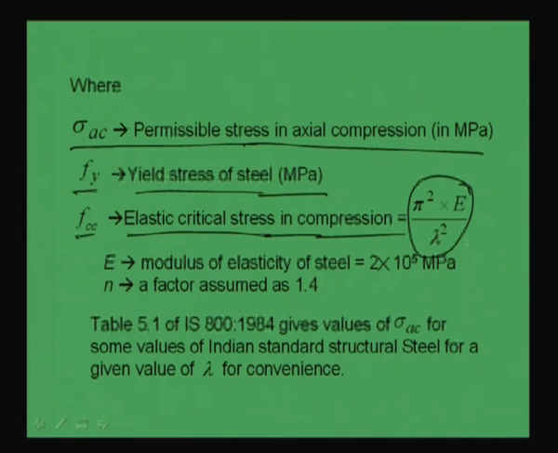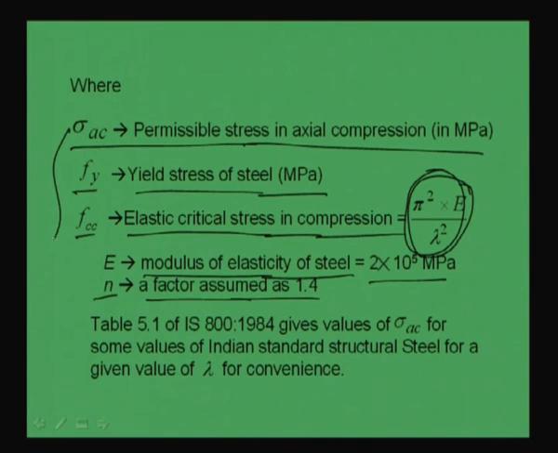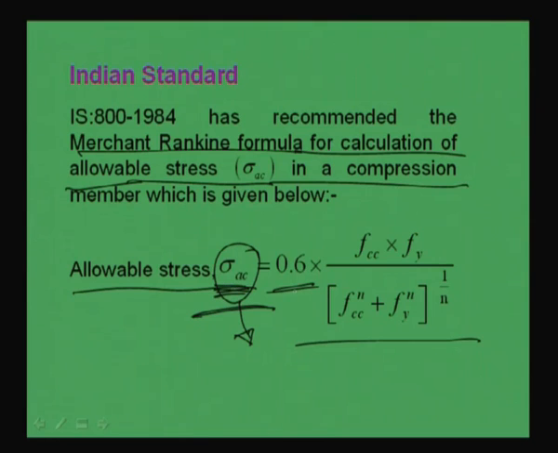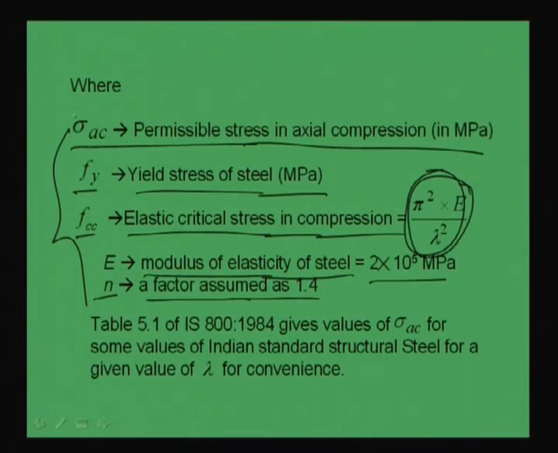So elastic critical stress in compression can be found out from here, and E is nothing but the modulus of elasticity of steel, which can be written as 2 × 10⁵ MPa, and n is a factor which is generally assumed as 1.4, right. So with these parameters the sigma ac value is calculated, which is 0.6 × fcc × fy divided by (fcc to the power n plus fy to the power n) whole to the power 1 by n. So in this way we can find out the sigma ac value.